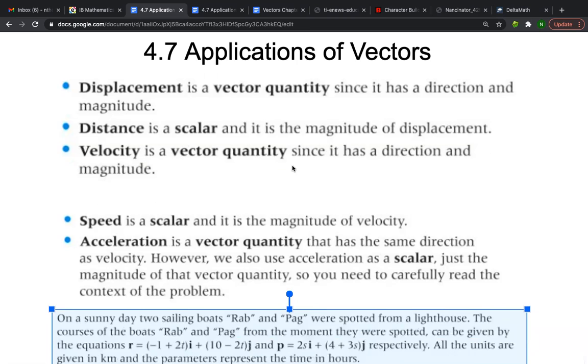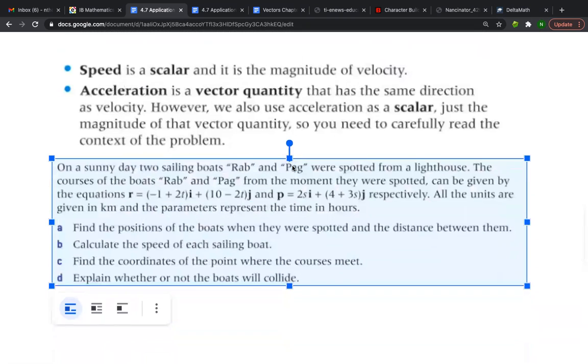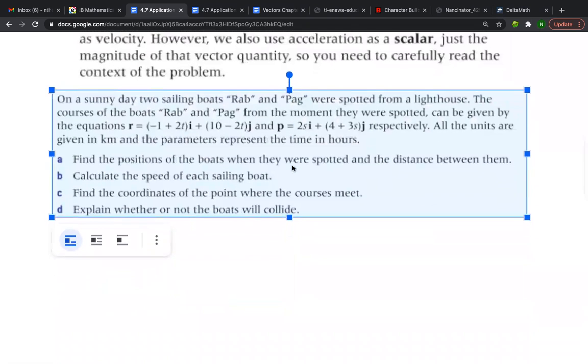Okay, so here are some example problems. Most of them are going to have to do with physics. So I'm just gonna jump right into it.